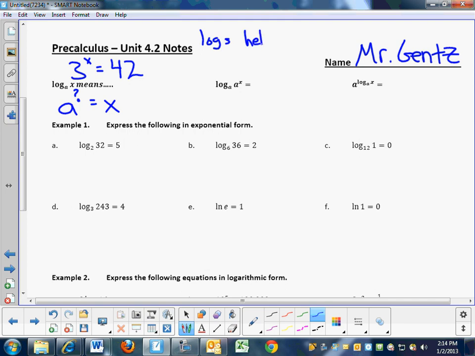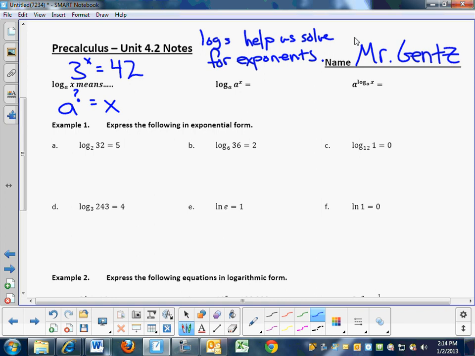Logs help us solve for exponents. And what you have to be able to do is translate between the two. So log base a of x means a to some power is equal to x. And we'll rewrite things in exponential form and in logarithmic form. So a lot of this stuff is just by definition.